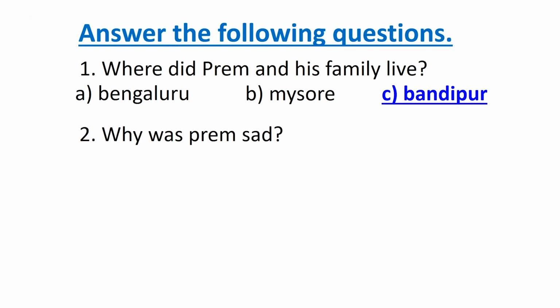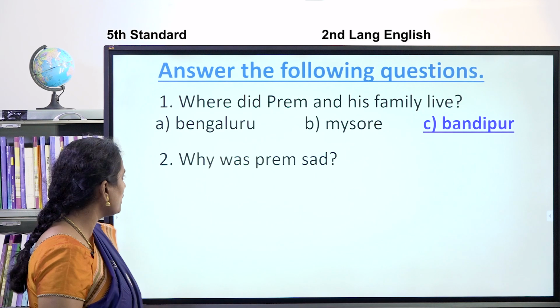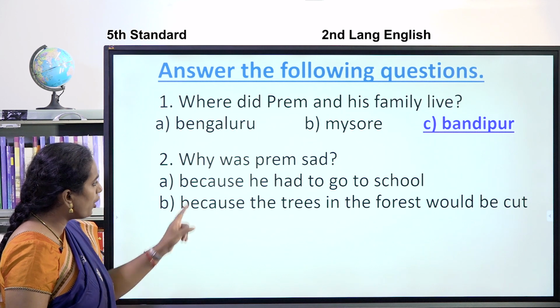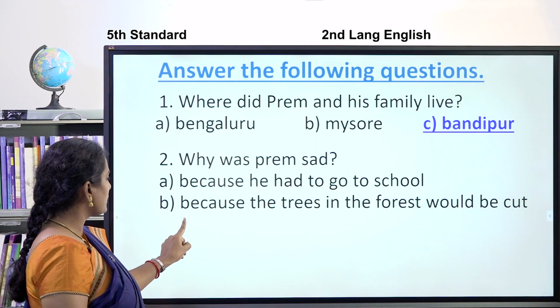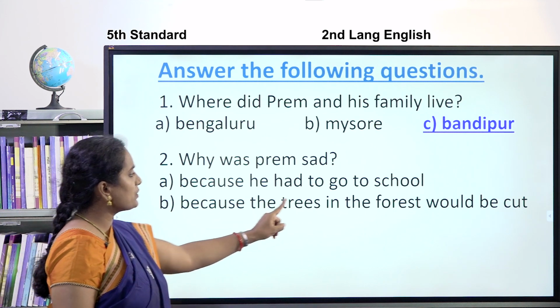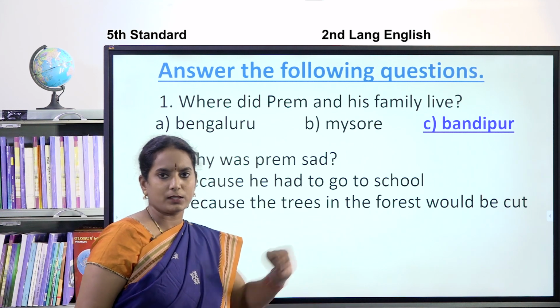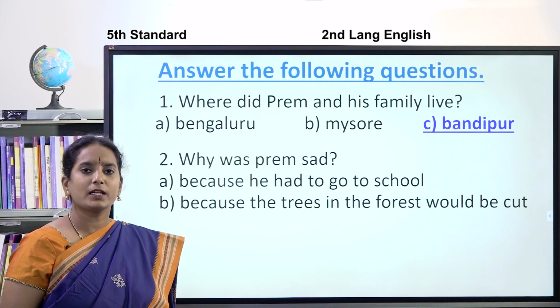Second question. Why was Prem sad? Let's look at the options. Because he had to go to school. Second one, because the trees in the forest would be cut. Which is the right answer?